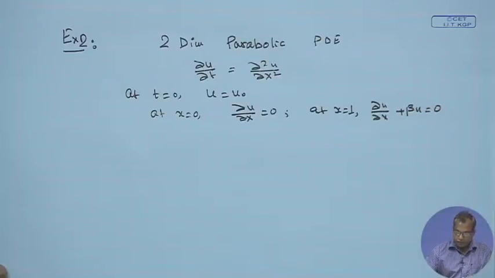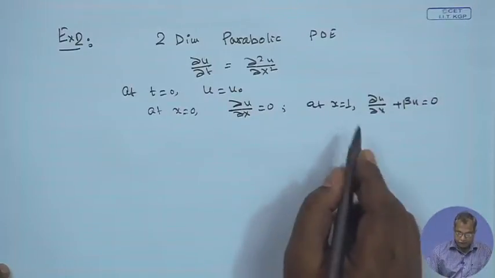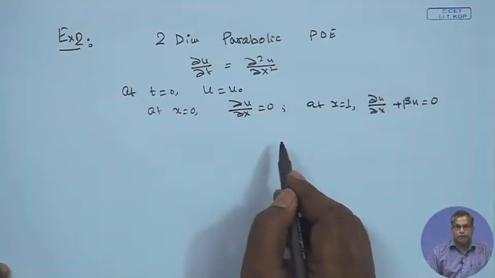If we remember, previously we looked into a problem where at both x equal to 0 and x equal to 1 we have a Dirichlet boundary condition, that is the problem of the first kind. The problem of the second kind was at x equal to 0, del u del x is equal to 0, and at x equal to 1, u is equal to 0. The problem of the third kind was at x equal to 0, u equal to 0, and del u del x plus beta u equal to 0 at x equal to 1. So it is a mixed boundary condition that is prevailing at x equal to 1.